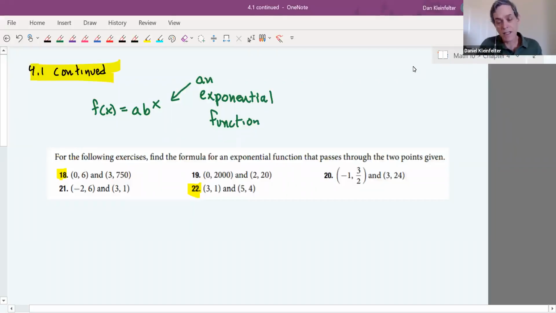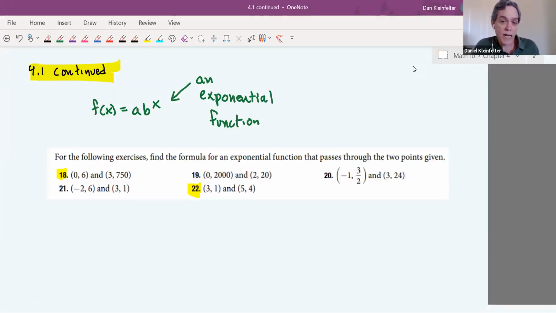Welcome back, everybody. In this video, we'll be continuing with section 4.1, working on exponential functions. Our first two examples here are actually creating an exponential function that contains a couple of points. So these are from our textbook. We're going to be doing numbers 18 and 21.